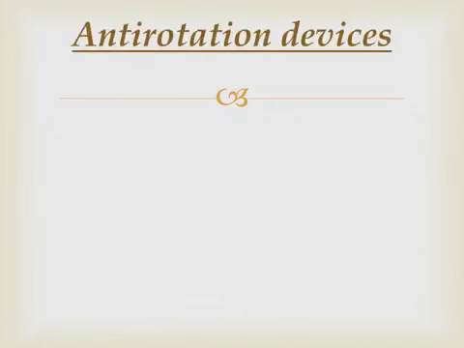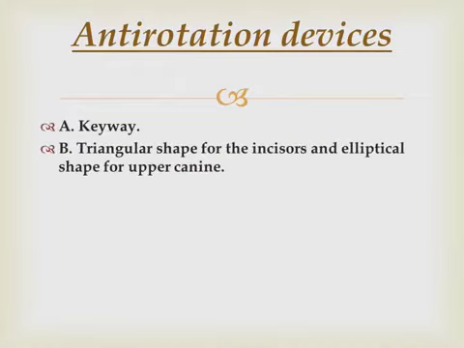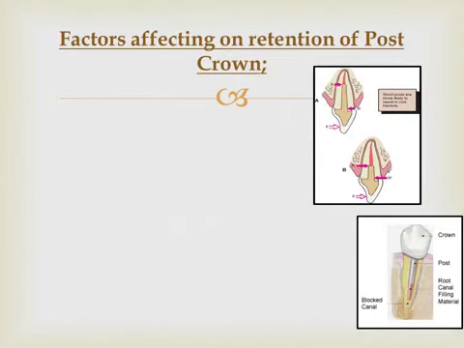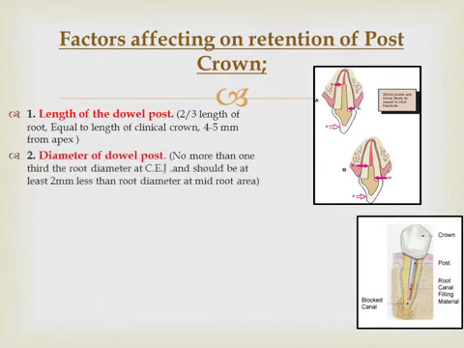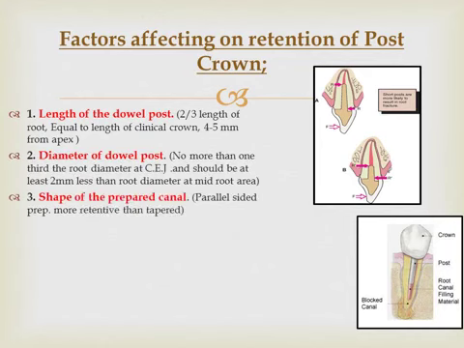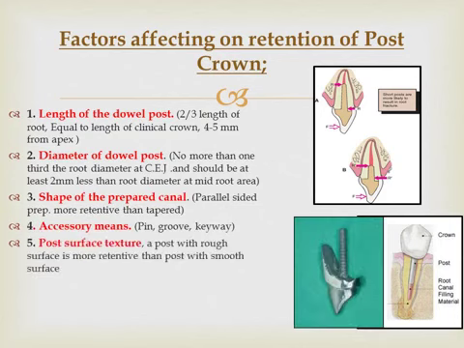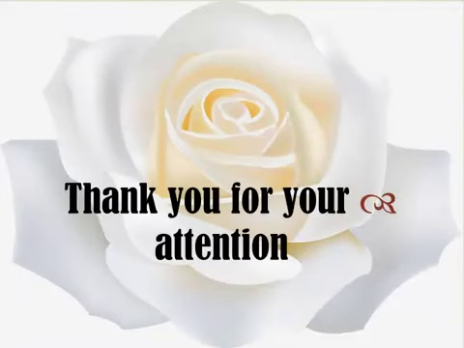The anti-rotation devices of the post-crown are keyway, triangular shape for the incisors and elliptical shape for the upper canine, and finally the pins. Factors affecting retention of the post-crown are: number 1, length of the dowel post; number 2, diameter of the dowel post; number 3, shape of the prepared canal; number 4, accessory means; number 5, post surface texture. Thank you for your attention.